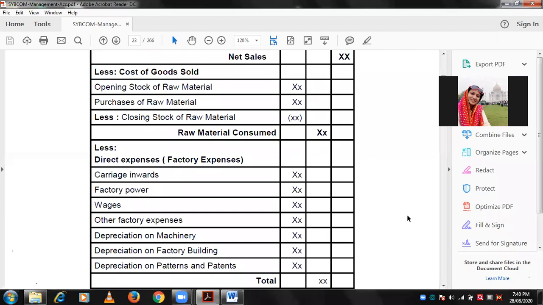Then less direct expenses. So what are these direct expenses? What are these direct expenses?